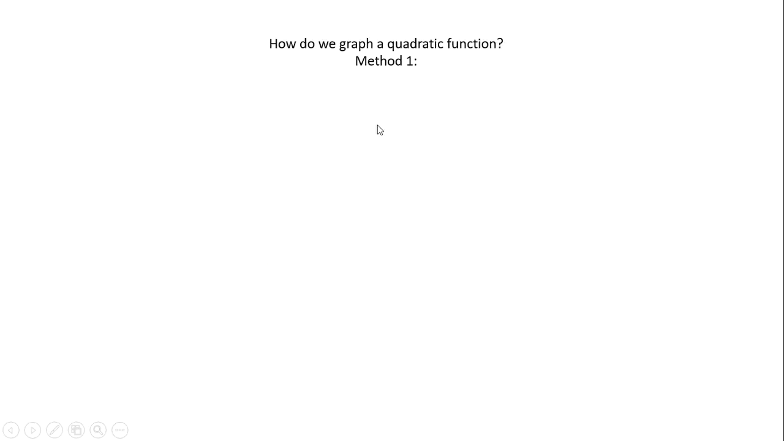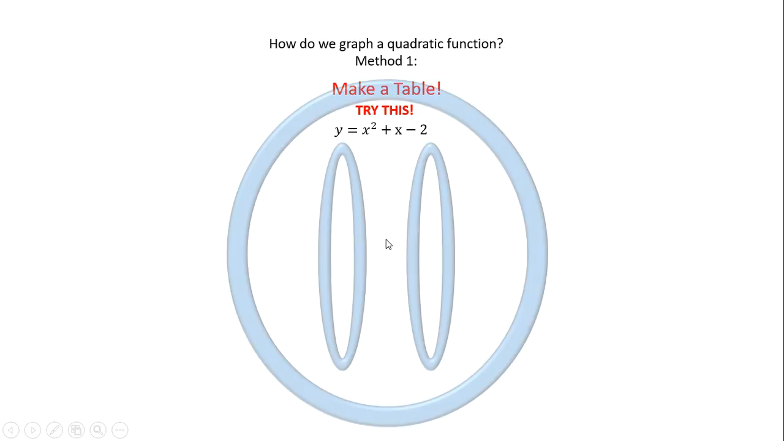So let's try one on your own, making a table. So try this equation, y equals x squared plus x minus 2. Make a table, find some points, graph it, pause your video, and then start it again when you're done.